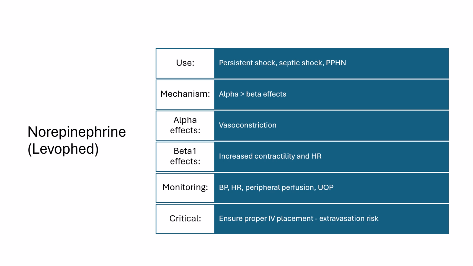Monitoring is absolutely critical. Watch blood pressure, heart rate, peripheral perfusion, and urine output. Extravasation can be devastating, so ensure proper IV placement, preferably central access. Typical starting dose is 0.05 to 0.1.